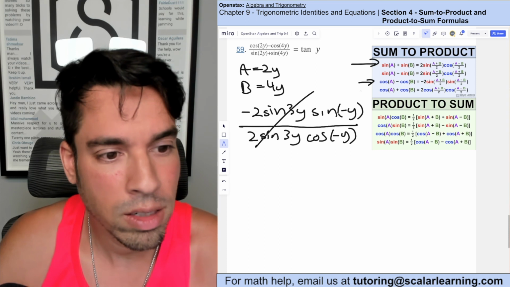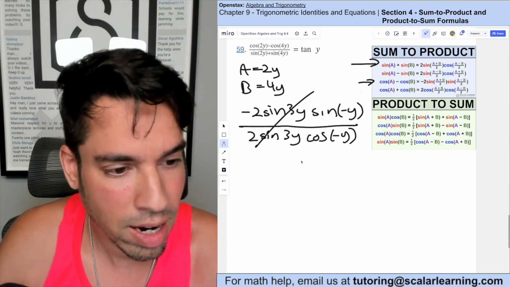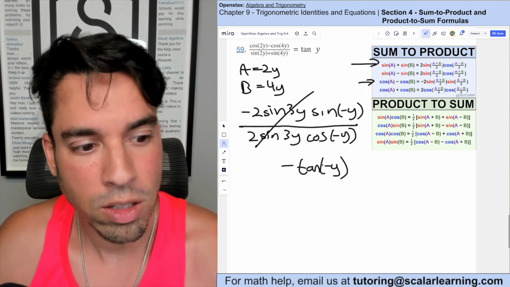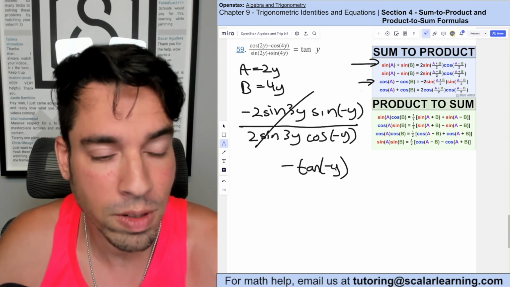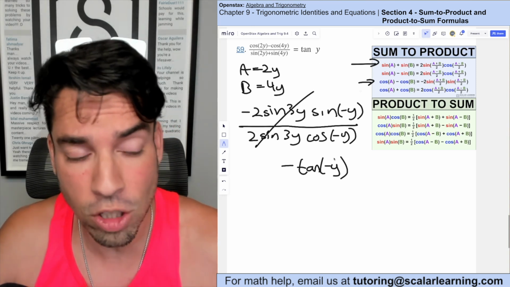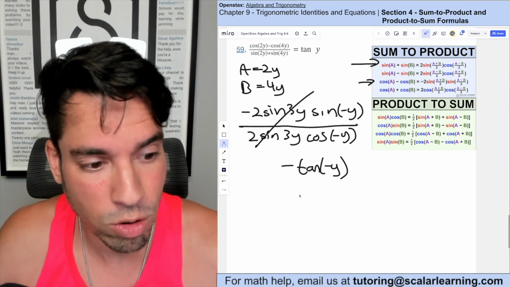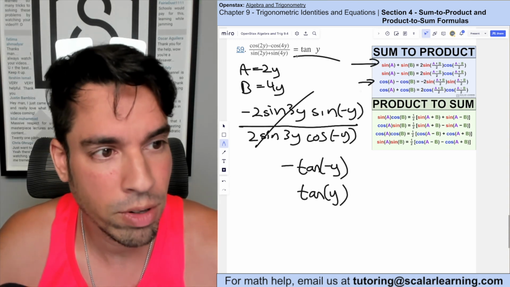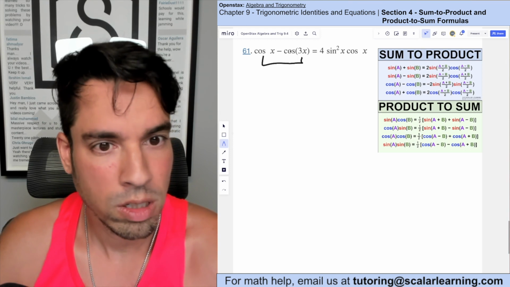And sine of negative y over cosine of negative y is tangent of negative y. And again, there's a negative in front here. Now, the cool thing about tangent is it's an odd function, which means that tangent of negative y is the same as negative tangent of y. Those negatives would cancel out, and we're left with just tangent of y. That's what we have here. Identity is verified. Done.